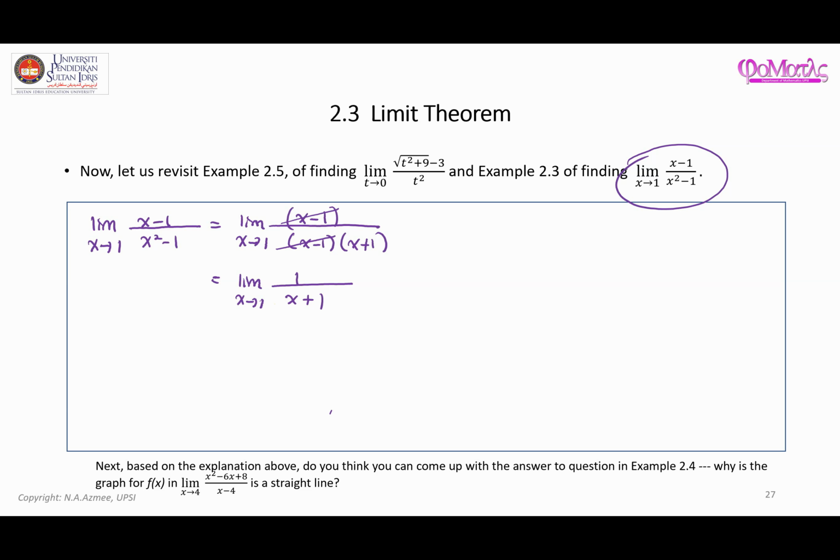So now we are going to just consider direct substitution, and it is going to be equal to 1 over 1 plus 1, and this is equal to 1 over 2.